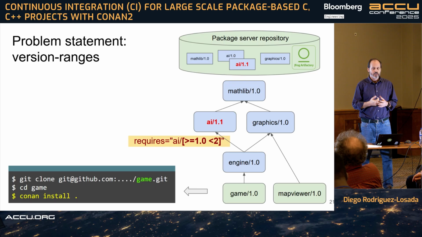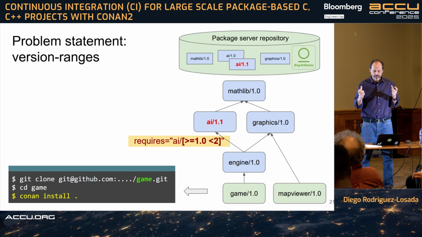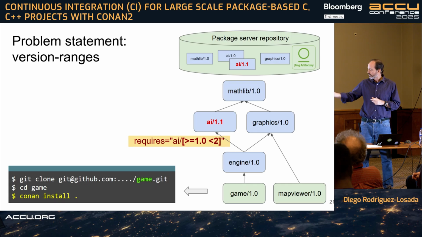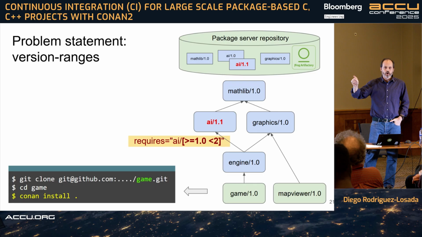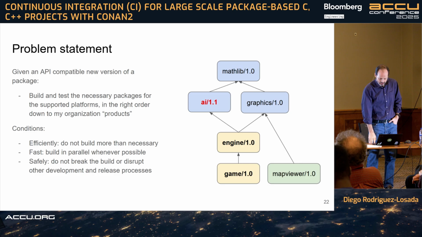It's very typical when you're using dependency management that your actual requires be something like this, using a version range, right? Our engine package could contain a definition with our requires to AI in this specific range. That means that if my colleague developer starts working on the game and does a Conan install to be able to start touching the game code, their dependency graph will automatically resolve to this and will include the AI 1.1 in the dependency graph. And this is where things can start to get messy.